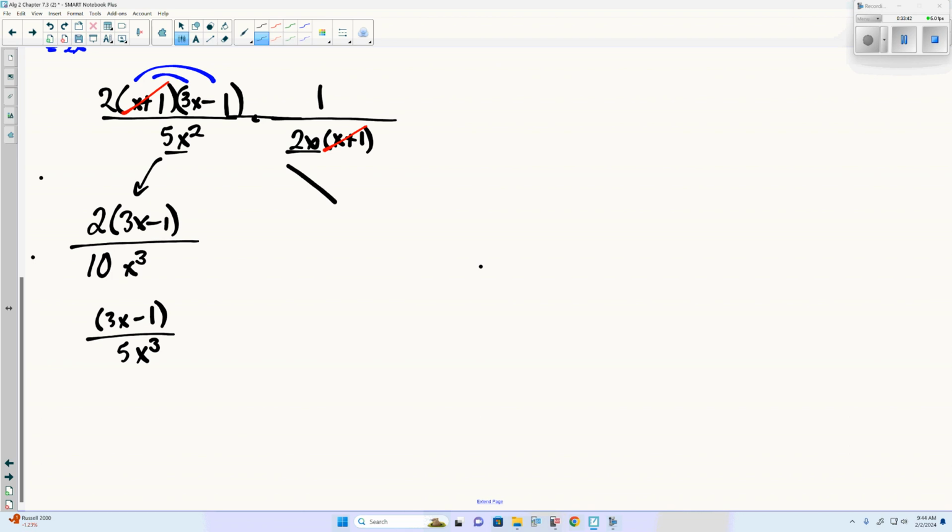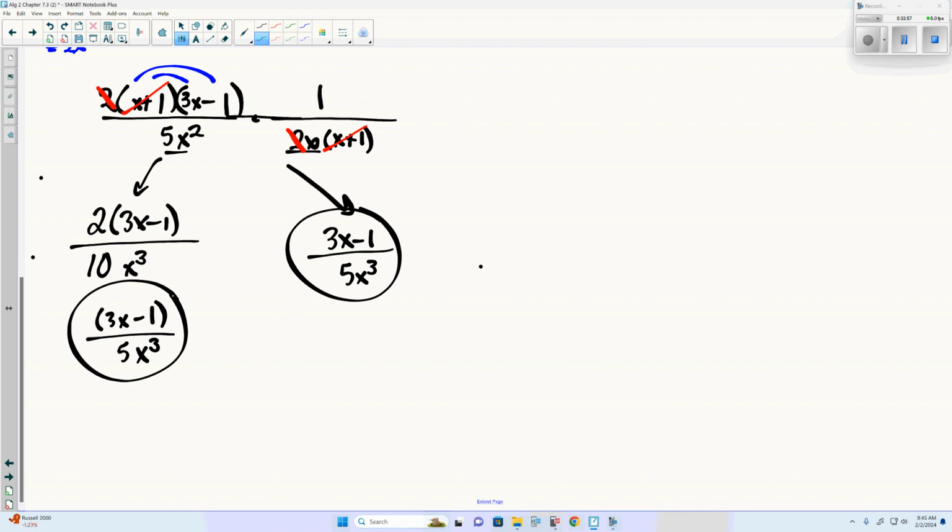The other route, I go on and say that these are canceled out, which leaves us with 3x minus 1 on top. 5x squared times x is 5x cubed. Same exact thing, I just didn't put parentheses around the numerator. So we can get there either way. I'll put the parentheses so it looks a little more similar, but those are the exact same.